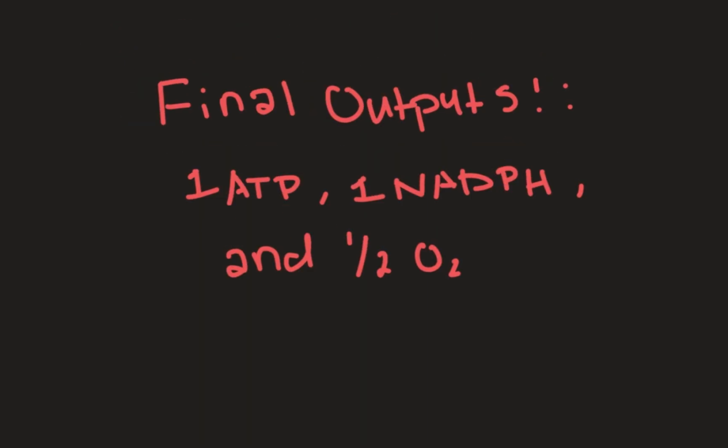So for our very final outputs of the whole light-dependent reaction, we end up with 1 ATP that comes from the electron transport chain, 1 NADPH that comes at the very end of both photosystem 2 and photosystem 1, and 1/2 of an O2 molecule, or oxygen molecule, that comes from the H2O, or the water molecule, being cut in half.